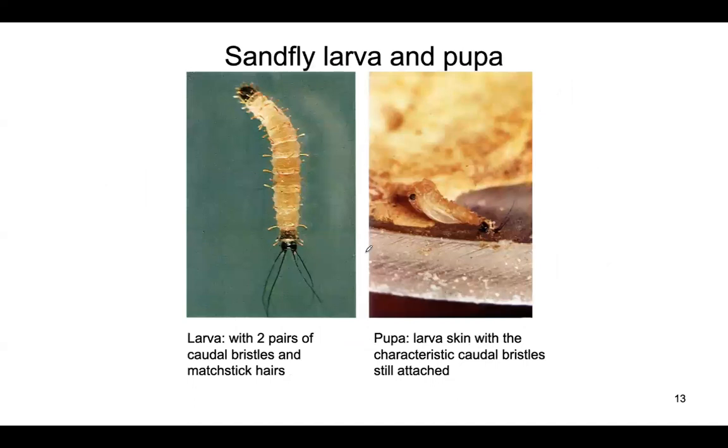So this is an example of sandfly larvae, and it usually has two pairs of caudal bristles or matchstick hairs, and the pupa has the larval skin with the characteristic caudal bristles. These ones are there. You could find them here. So this is typically a sandfly larva and pupa.